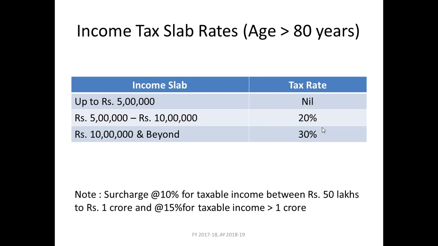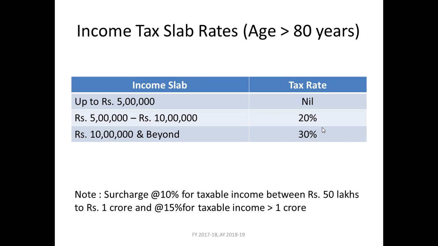Alright, one more table we have is for those people whose age is beyond 80 years. We have no tax rate applicable for income up to 5 lakhs, so they need not pay any tax if their income is less than 5 lakhs. But if their income is between 5 lakhs and 10 lakhs, they have to pay tax at 20%. If the income is more than 10 lakhs, they are supposed to pay at the rate of 30%. And again, a point to note is that a surcharge of 10% and 15% is applicable only when their income is more than 50 lakhs or more than 1 crore respectively.